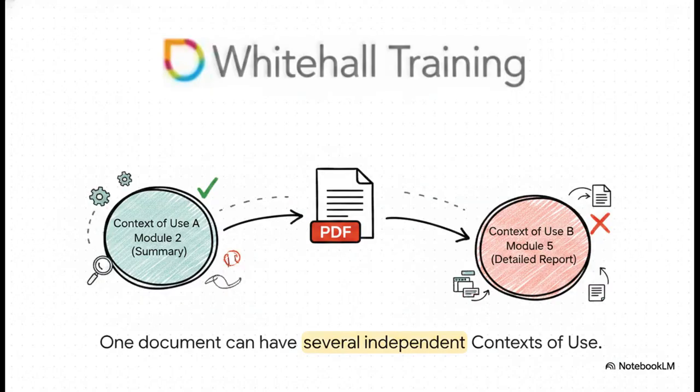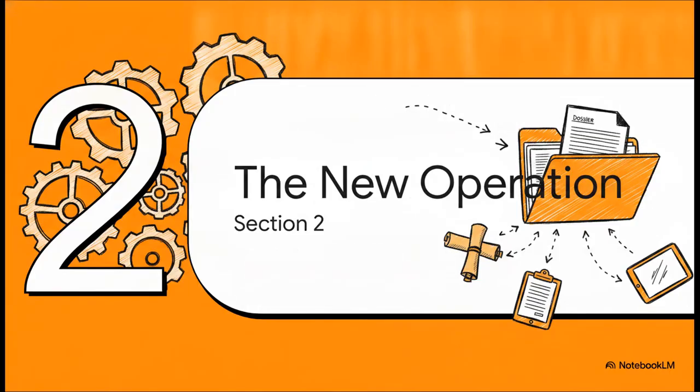This means one single PDF document can map to several independent contexts of use. Say you have a core document. It could serve as a summary in Module 2 and simultaneously act as a detailed report over in Module 5. Each context of use has its own independent status, so one location could be perfectly active while the other is later replaced or withdrawn.